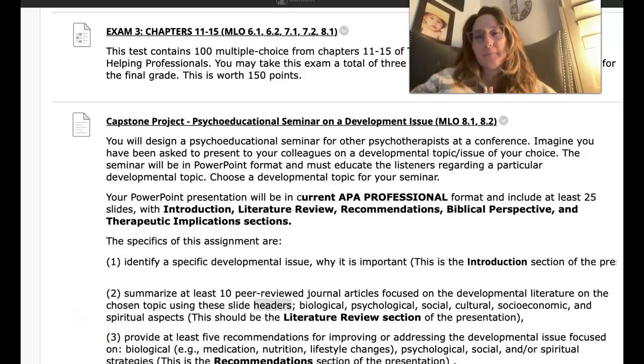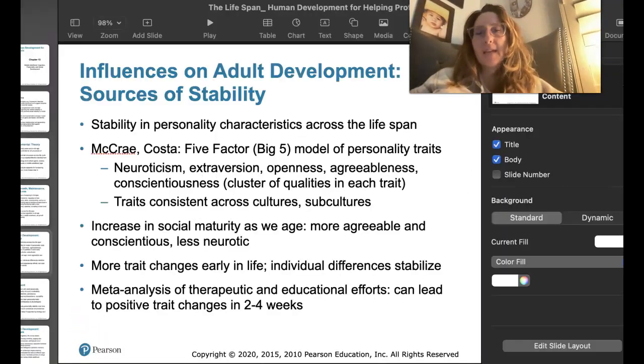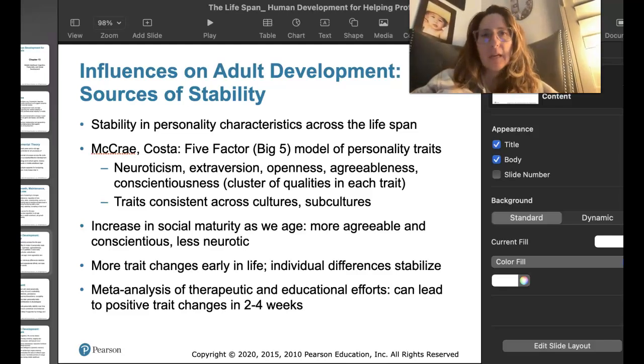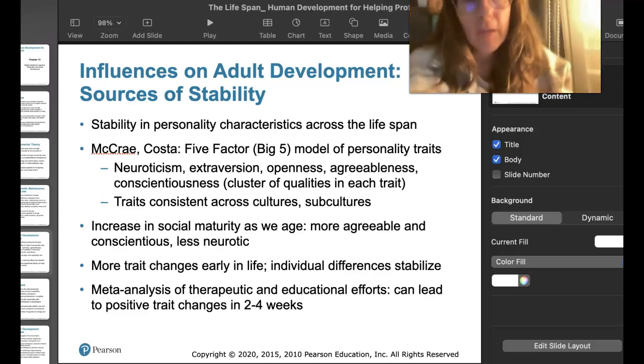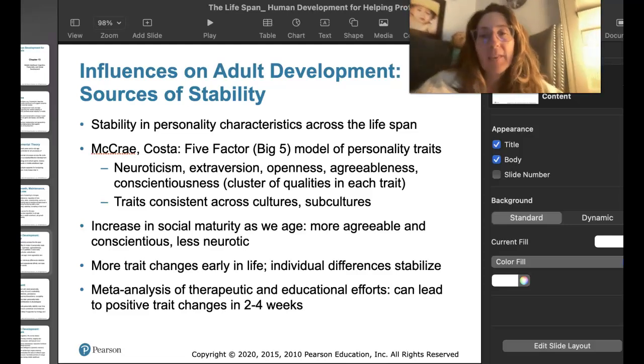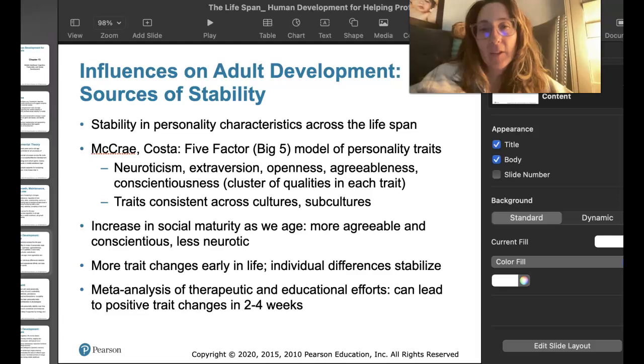So I'm talking about chapter 13 right now from our text, and we're talking about influences on adult development and stability. As people age, there's some level of maturing that happens. Sometimes in women that happens a little faster than men. But there is some level of maturing that happens. And one of the areas we'll see this is in social maturity. So we're able to be maybe more aware of ourselves, how we are affecting the people around us, what is appropriate behavior, what is not so appropriate behavior.